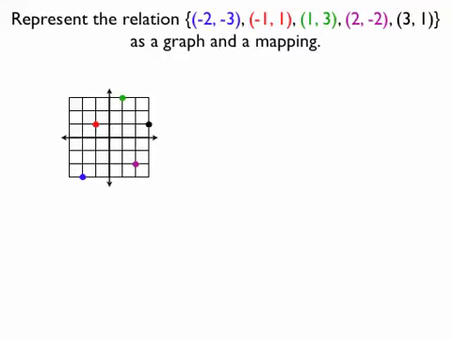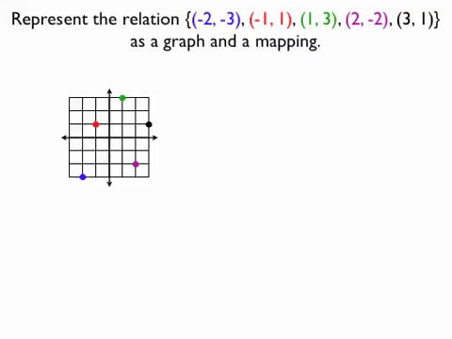So the blue, -2, -3, you're going to go left 2, down 3. Red, -1, 1, left 1, up 1. Green, 1, 3, right 1, up 3. Purple is 2, -2, right 2, down 2. And black, 3, 1, right 3, up 1.